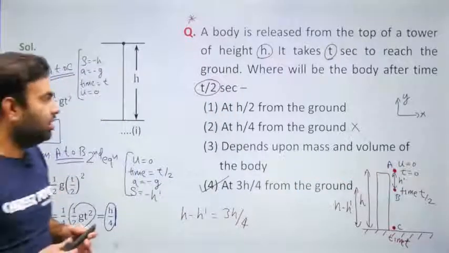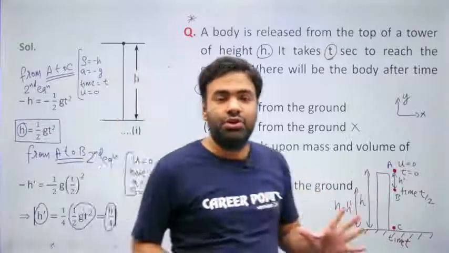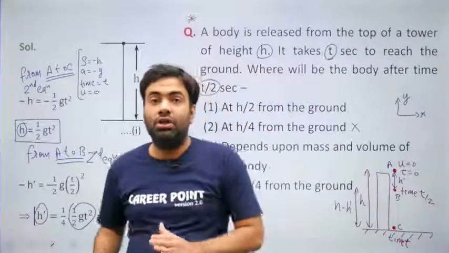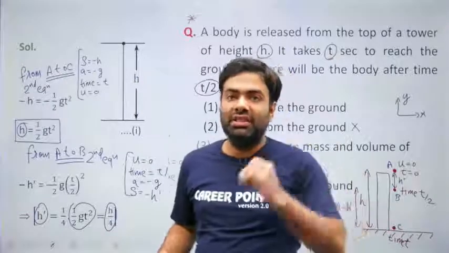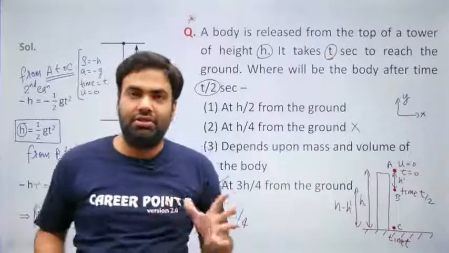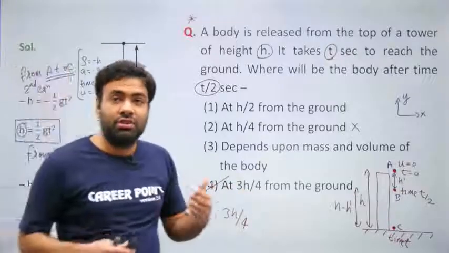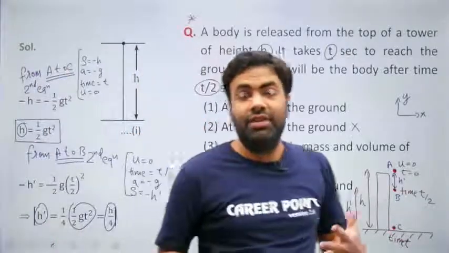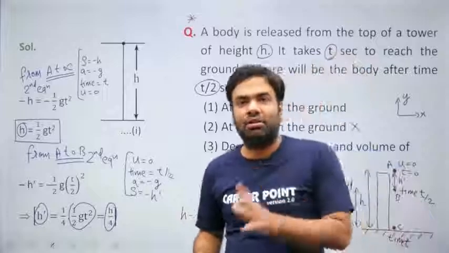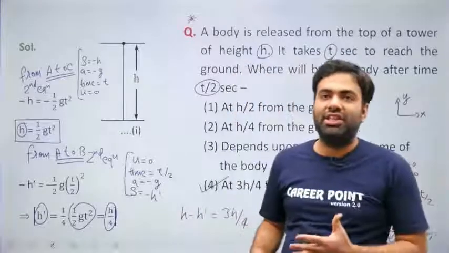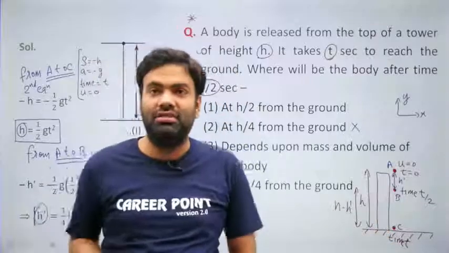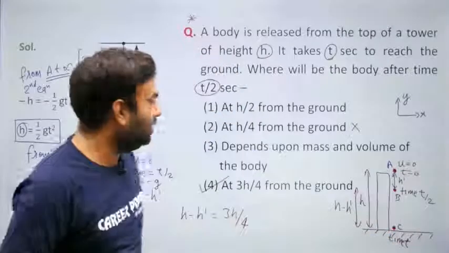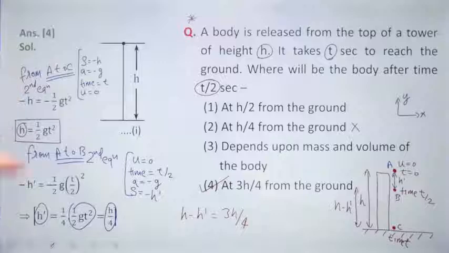And second, you should know that these equations of motion are valid only for motion in constant acceleration. If acceleration is variable, you cannot apply these equations of motion, because in the derivation of these equations we have considered that acceleration is constant. If we put acceleration as variable, we will get some different equations of motion. For variable acceleration, that topic we will also discuss in upcoming classes. So its answer is option 4.